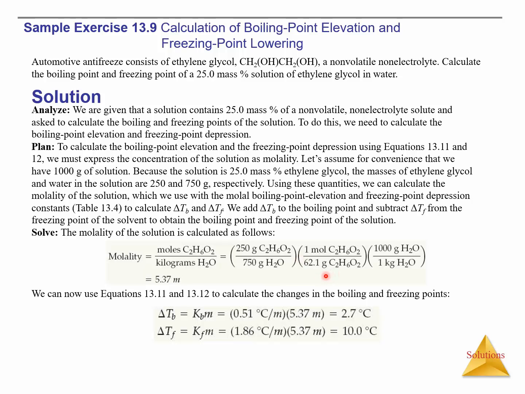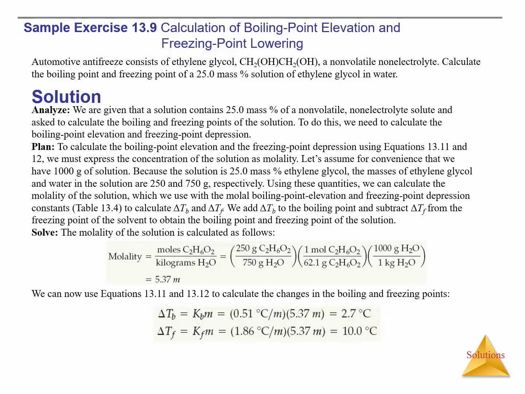Then you divide by the molar mass of ethylene glycol, and then you can convert also to kilogram, because the law says molality equals moles of solute per kilogram of solvent, and you have this number, 5.37 molal. Now we can use the equations we showed you before to calculate delta TB, and these constants will be given, and you get these values.